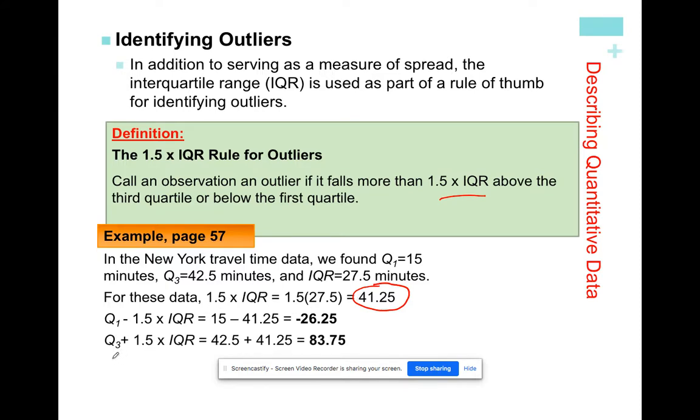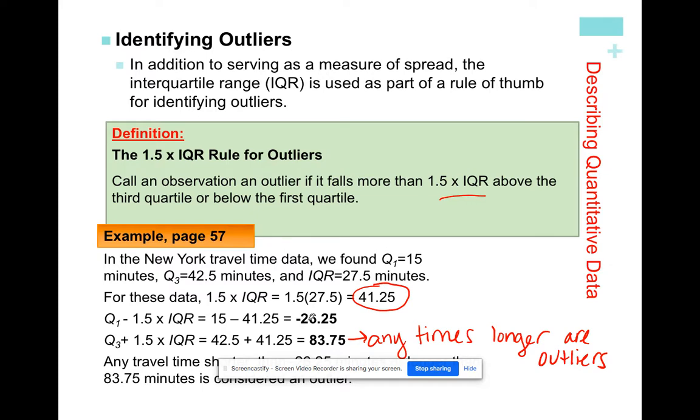On the top end, Q3 plus 1.5 times the IQR is 83.75. So essentially anything above or longer are outliers. Again, any travel times less than this would be an outlier, but we can't have a negative travel time. So here's that stem plot of the data set. 85 was the maximum value, which exceeds this. So 85 is an outlier in the data set.